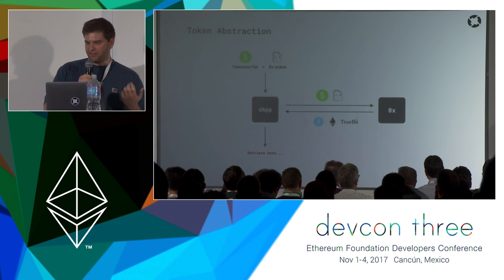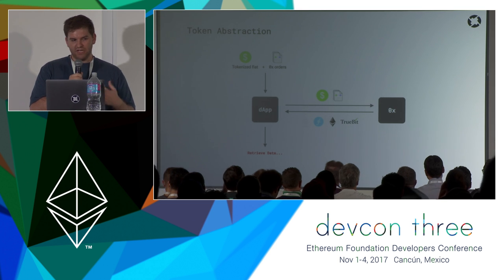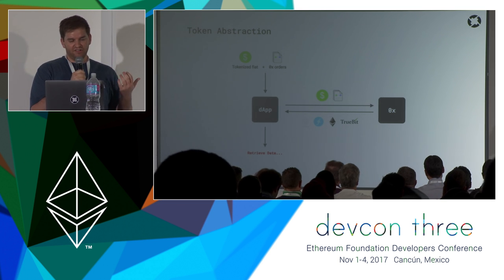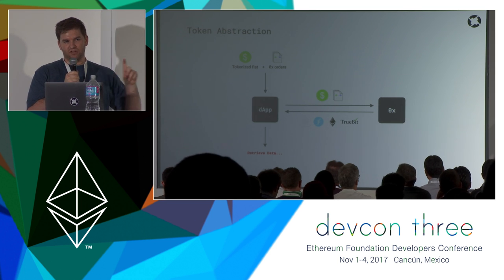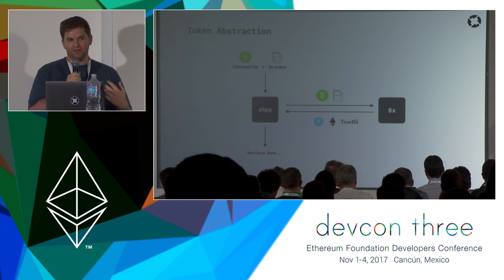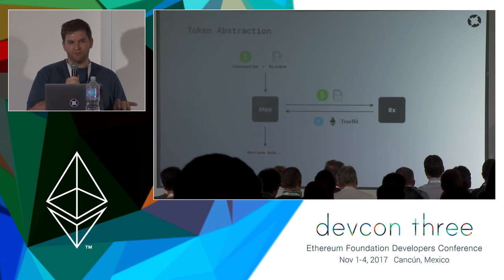So you can imagine that the takeaway from this is that instead of having to have a bunch of different tokens as an end user in the future, you might just go to a decentralized application and see that it's going to cost you $3.50 in fiat tokens in order to access some of its functionality.